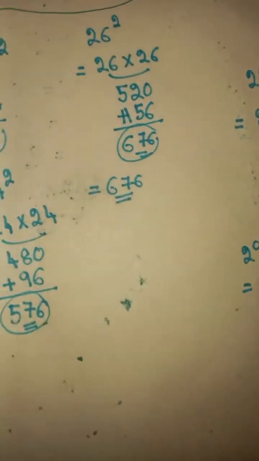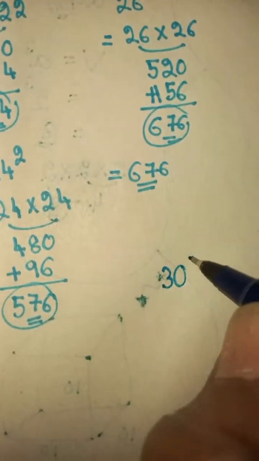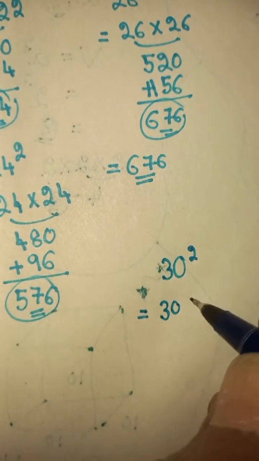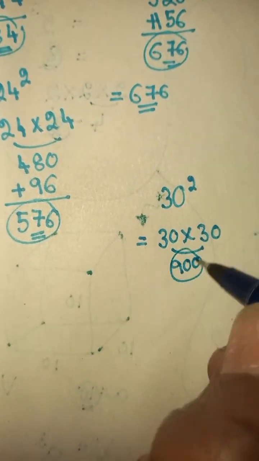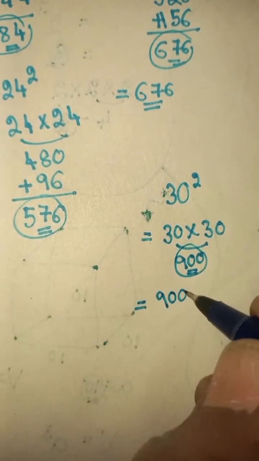Let's find out what is 30 square. 30 square, you can write it as 30 times of 30. 30 times of 30 becomes 900. So this value is 900.